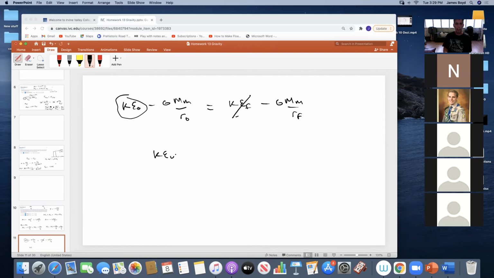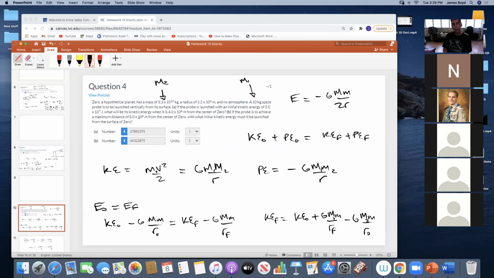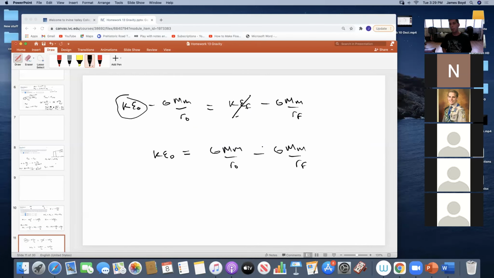So the kinetic energy initial will be GMm over R initial minus GMm over R final. They told us what our final was, 8 × 10⁶. We know that the initial radius was 3.2 × 10⁶. And we know what GMm is.